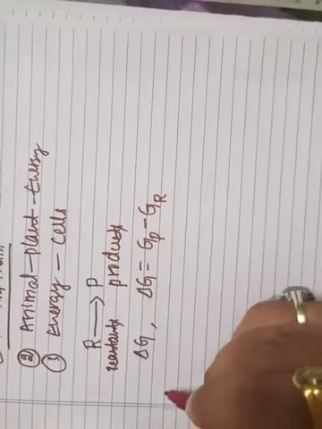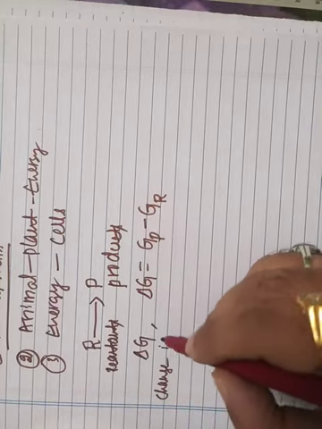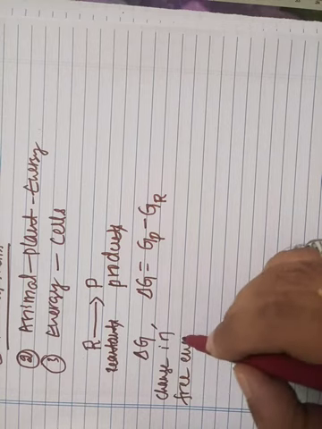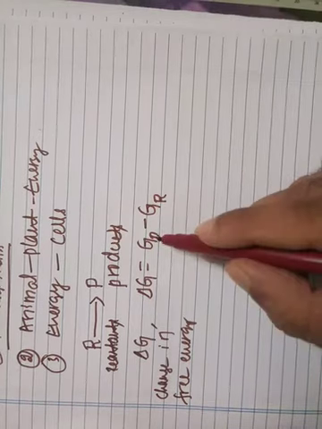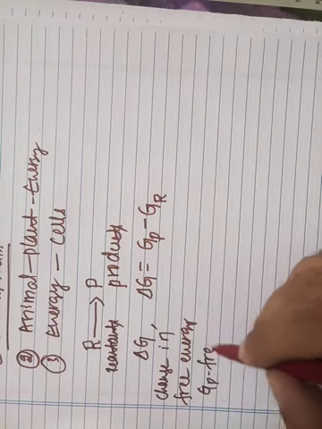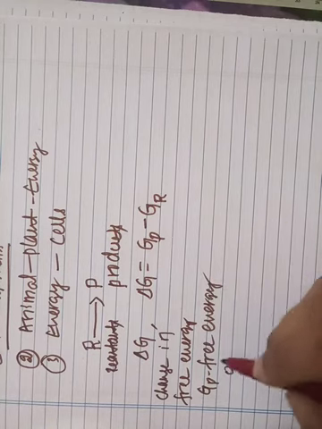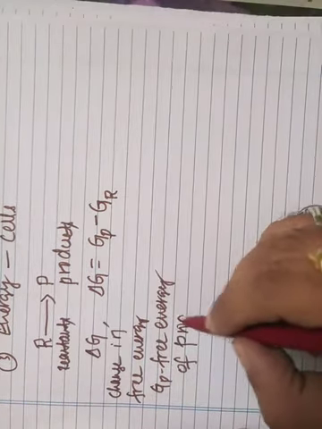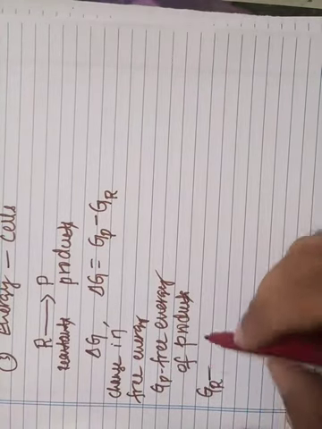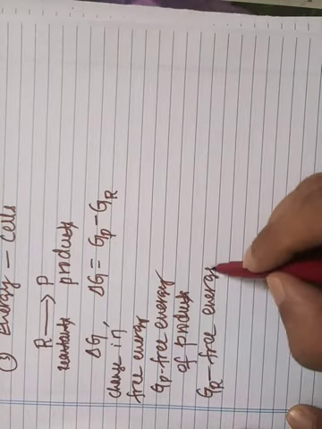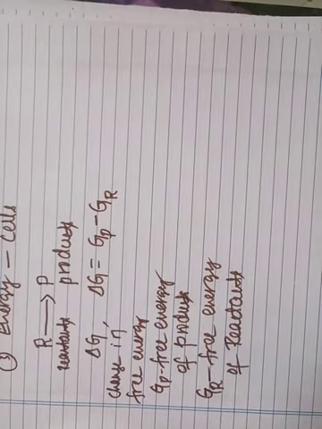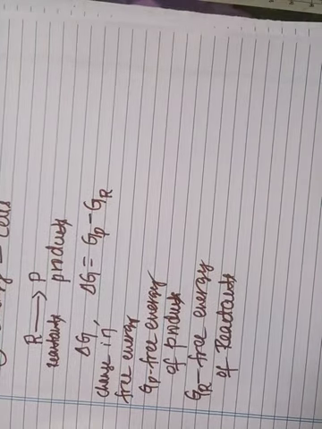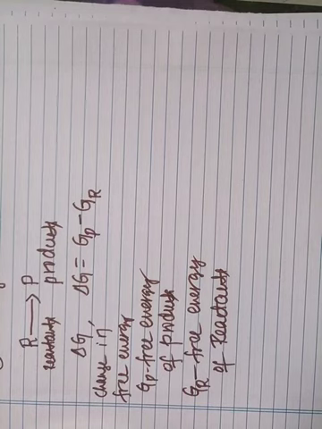Delta G is the change in free energy. GP is the free energy of the products, and GR is the free energy of the reactants. So this is the change in free energy equation. Let us see, depending upon the change in free energy, how we can classify these cellular reactions.